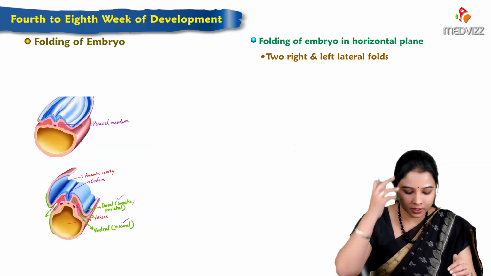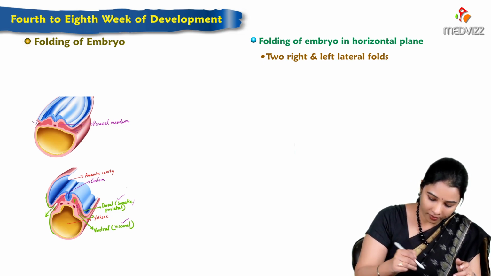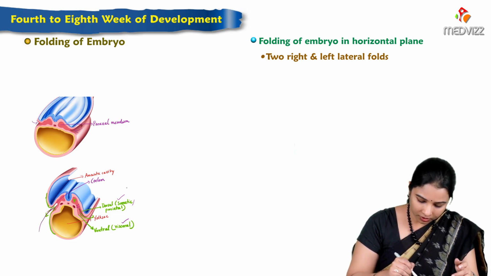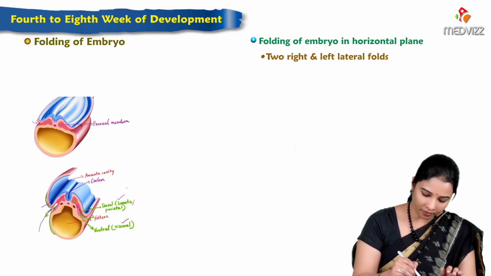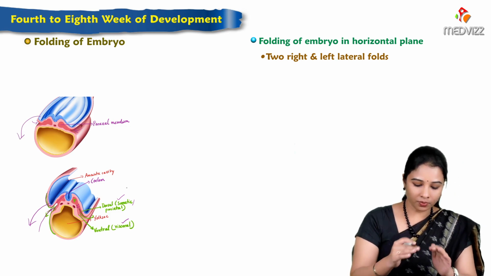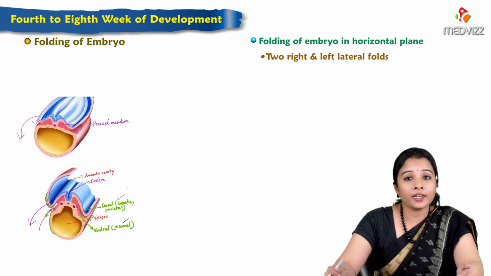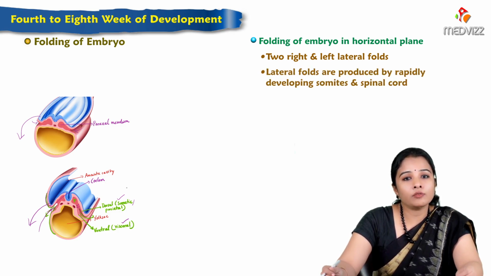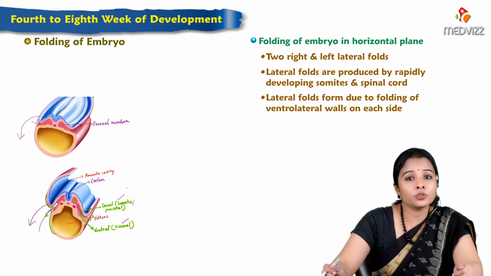If you take the section here, we can see the fold, the coelomic cavity extending into this, forming the two lateral folds. You can see the amniotic cavity projecting on each side. Initially this projects on each side to form the two lateral folds, the right and left lateral folds. These lateral folds are produced because of the rapidly developing somites and spinal cord, and they form due to the folding of the ventrolateral walls on each side.